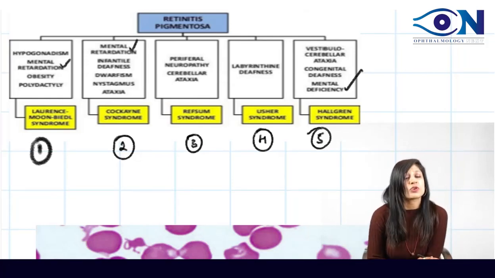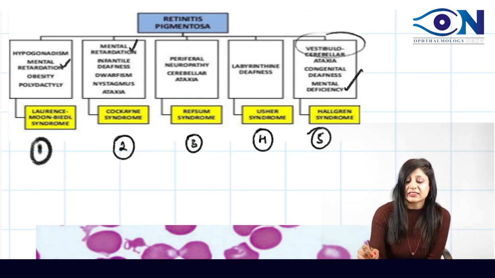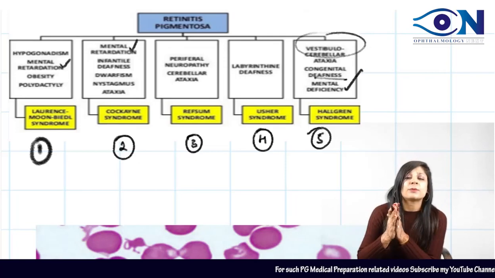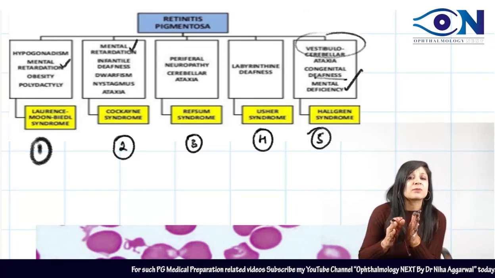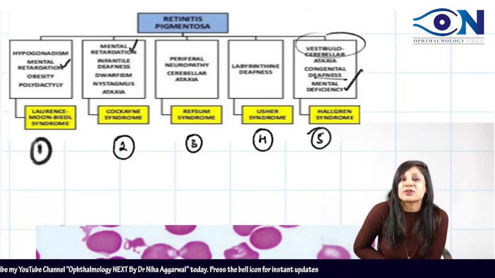In Usher syndrome also, we have labyrinthine deafness, and then ataxia and deafness are present in Holmgren syndrome. So again, a very important topic of retinitis pigmentosa. Just remember the triad and see that extra thing that can be a common cause of that syndrome.